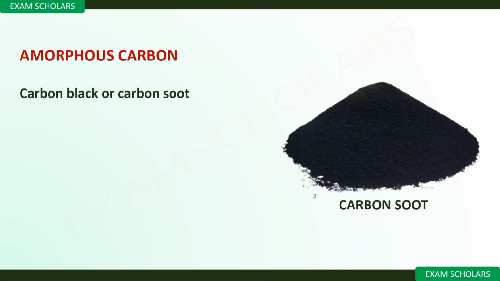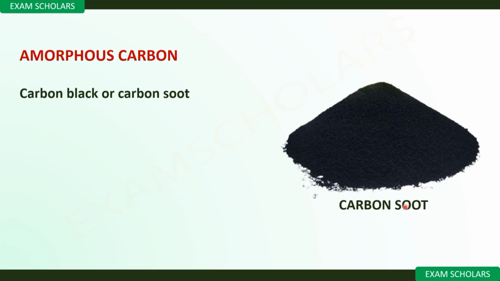Another amorphous carbon is known as carbon black or carbon soot. Now you see carbon black or carbon soot, it is a form of carbon. This one is not pure. This one is formed by incomplete combustion of fuel. The black substance that is produced, when you gather it up, is known as carbon soot.